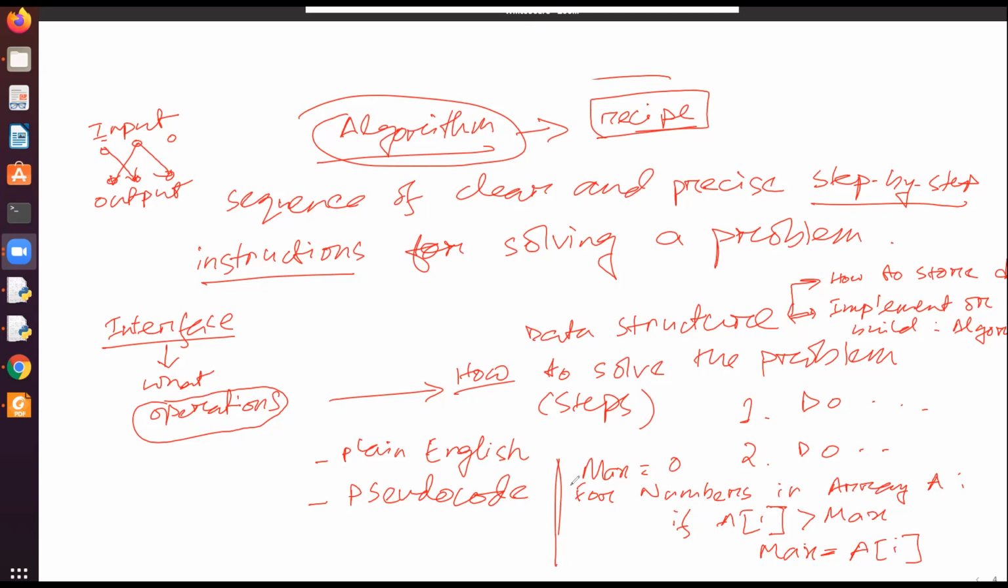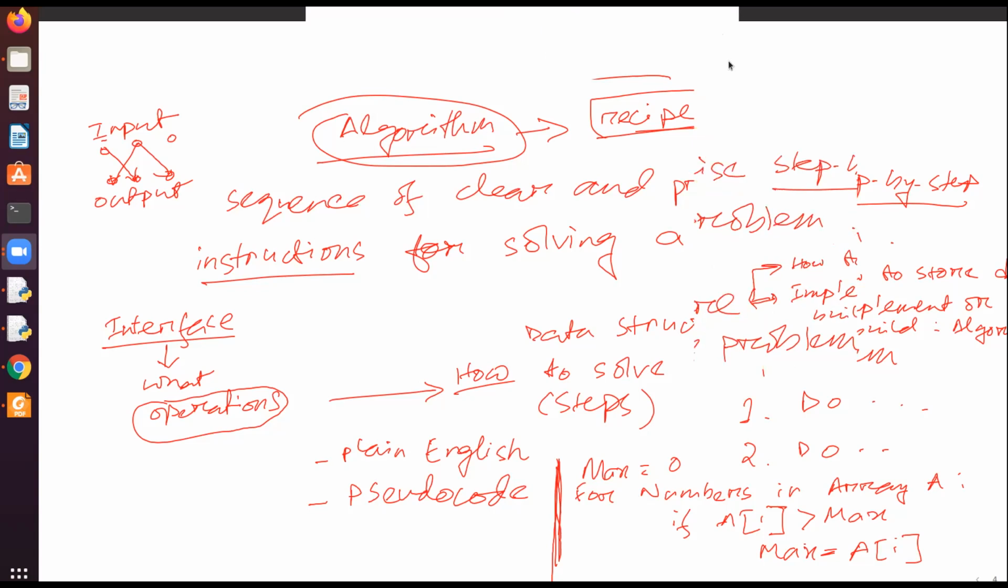But you cannot write these sentences, the way I have written them, into the editor of any particular programming language, and you cannot run it because you'd get an error, because it is not a programming language. But you can understand what you need to do. By looking at this pseudocode, you can use any language, be it C, Java, or Python, and implement this algorithm. Okay, so this is all about algorithm and pseudocode.